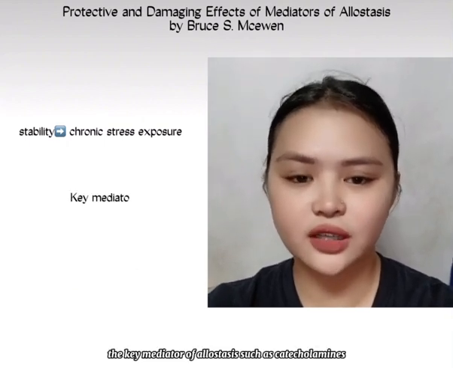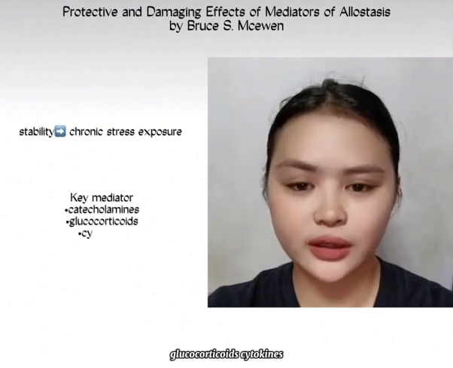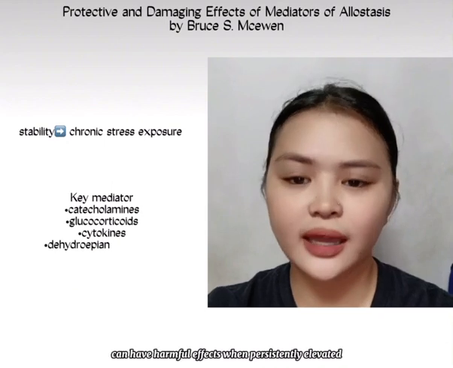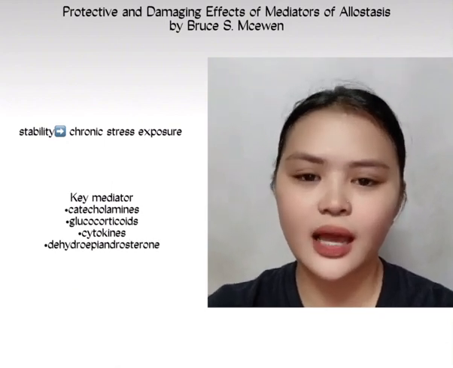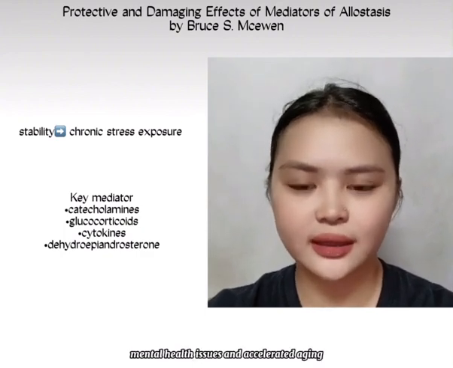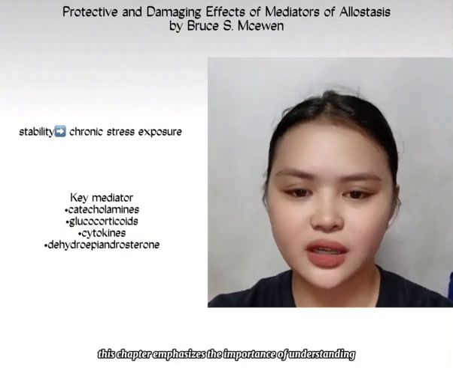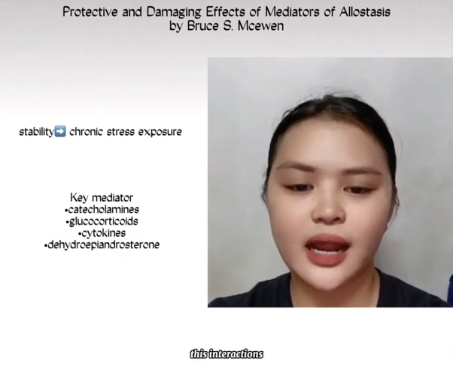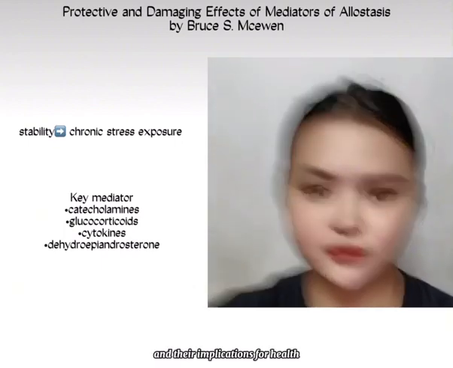The key mediators of allostasis, such as catecholamines, glucocorticoids, and cytokines, can have harmful effects when persistently elevated, leading to physical decline, mental health issues, and accelerated aging. This chapter emphasizes the importance of understanding these interactions to better comprehend stress reactions and their implications for health.